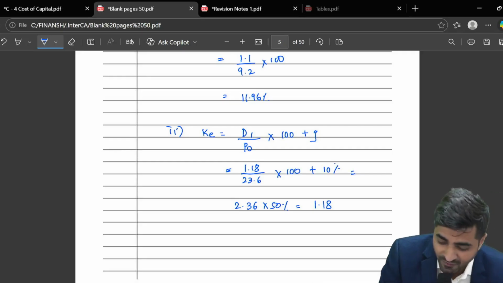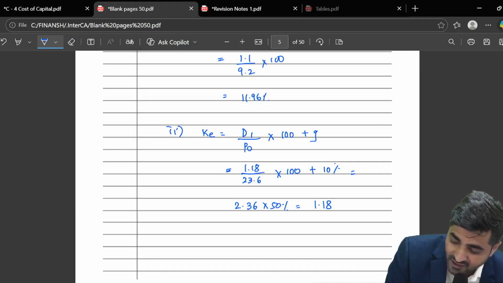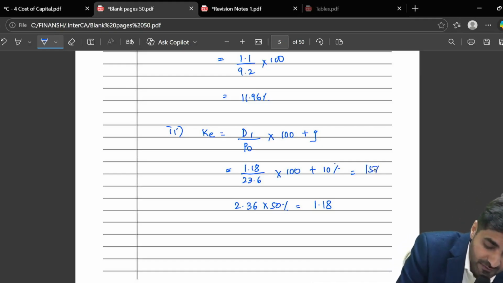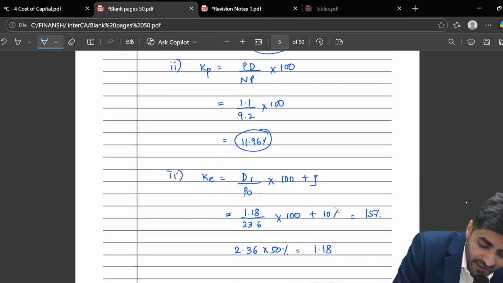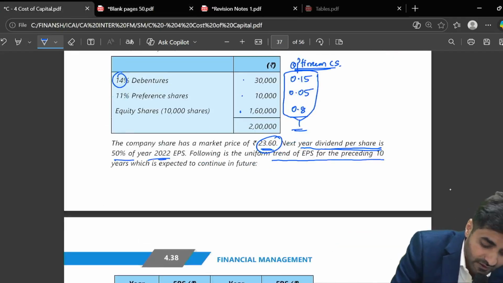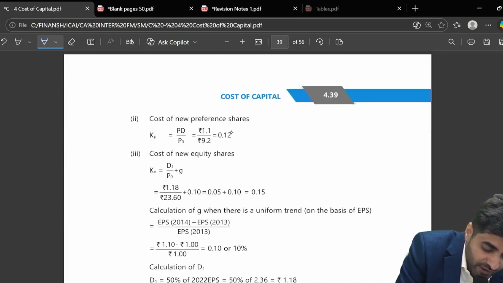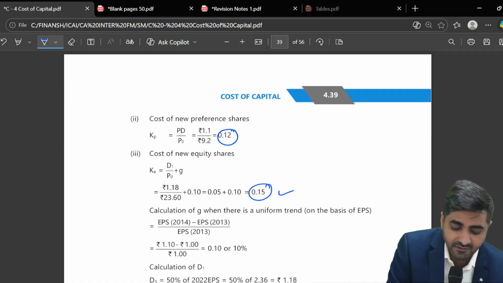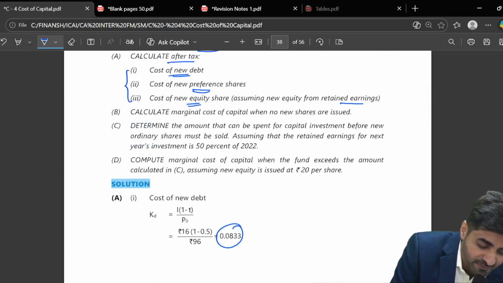So what is going to be the final answer? 1.18, divide that by 23.6 into 100 plus 10. So can I say the answer is going to be 15%? So what's your answer? 8.33, 11.96, 15. Just check. 8.33, your 11.96, which is coming as they have rounded off to 12, and this is 15%. Have you all understood this? Okay, sure. First part is done.